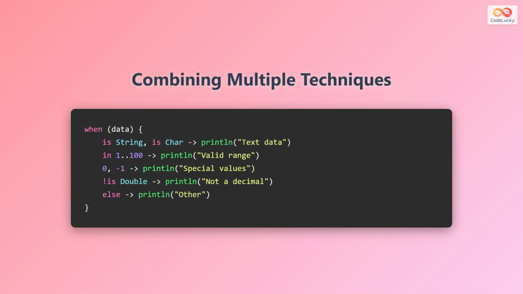The real power comes from combining these techniques. You can mix type checks, ranges, and multiple values in a single when expression. Here, we check if data is a String or Char using comma separation. We check if it's in the range 1 to 100. We match specific values like 0 and -1. And we use negated type checking for Double. This creates highly expressive and flexible pattern matching.